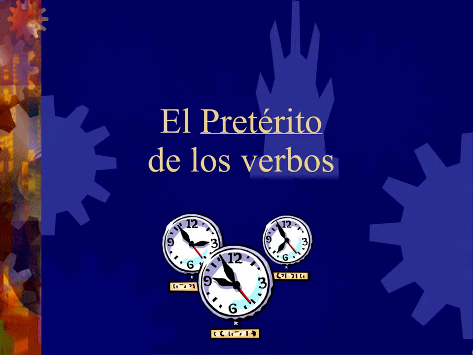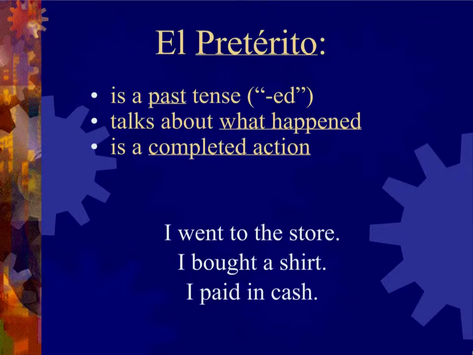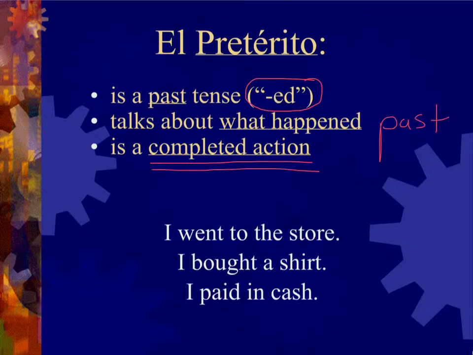Okay, we're going to learn about the past tense, el pretérito de los verbos. And today we're going to do el pretérito de los verbos AR. Okay? Past tense, though you probably already know, in English it's kind of the ED tense, like I watched, I listened. It talks about what happened in the past, okay? And it is a completed action, okay? And that will become important later on when we learn another past tense.